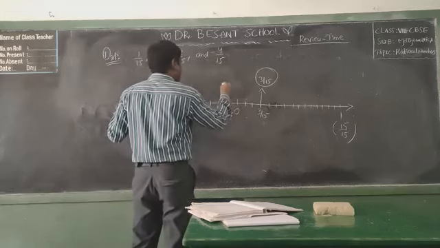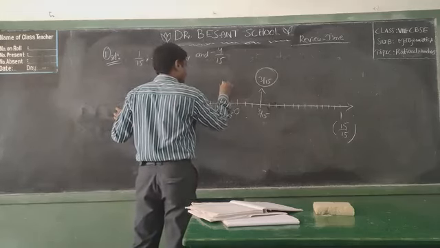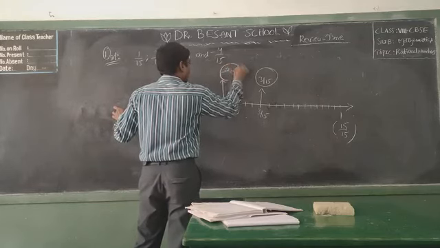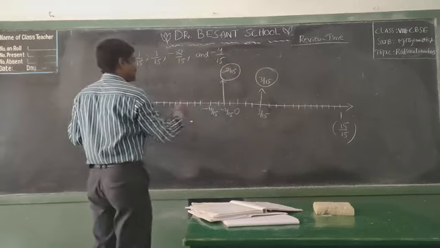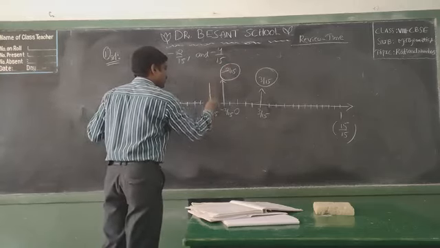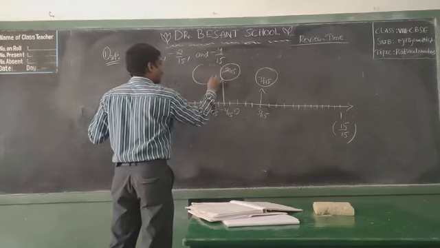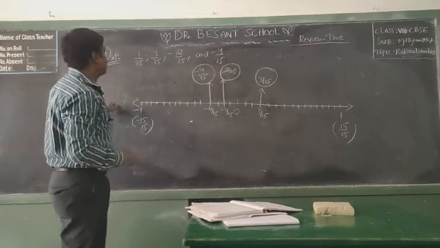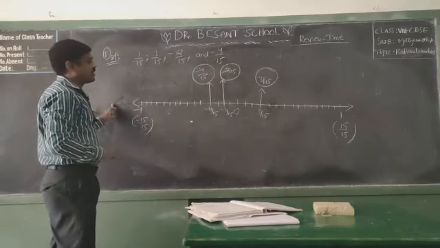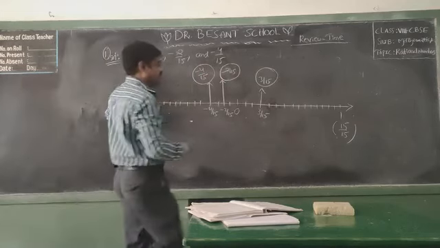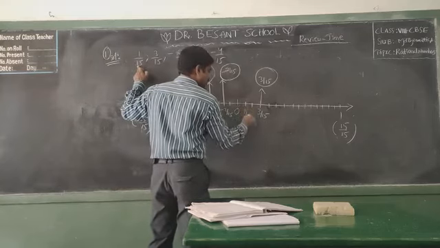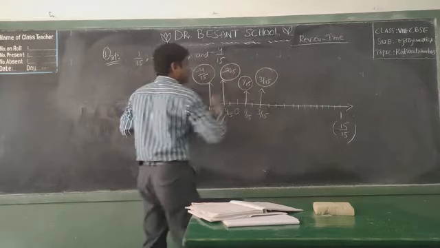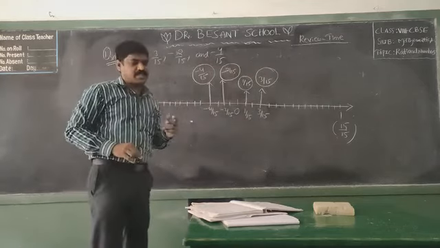So this indicates minus 2 by 15, next this is minus 4 by 15, okay. So this is the way we have to represent. So 1 by 15, this is 1 by 15. Okay.